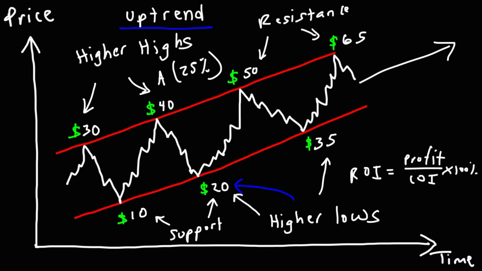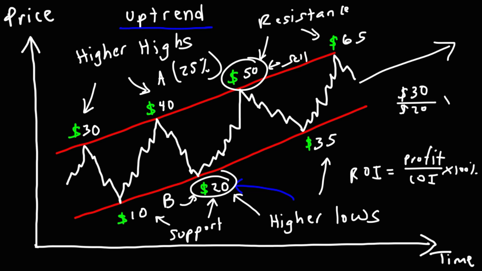Now let's say that investor B buys a stock at the pullback, that is at $20, and then he sells it at 50. His profit will be the difference between 50 and 20. So he would receive $30 in profit, and his cost of investment is $20. And when you multiply that by 100%, his ROI will be 150%.